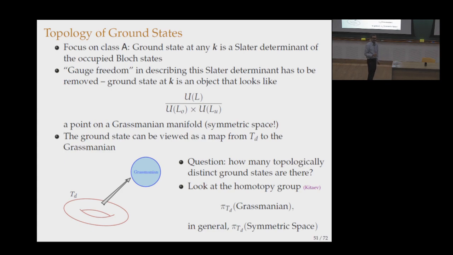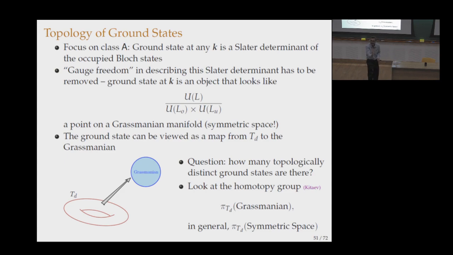So what you realize is, you have to remove that gauge freedom that you have. So if you think about this, you will realize that at a given k, the set of all possible things you can do to mix the set of states there is UL. So from UL, I have to remove mixing the occupied states and mixing the unoccupied states. So I have to quotient UL by this object. So what am I doing here? The state that I am attaching at every point in k is actually an element of another symmetric space. This is actually a symmetric space.